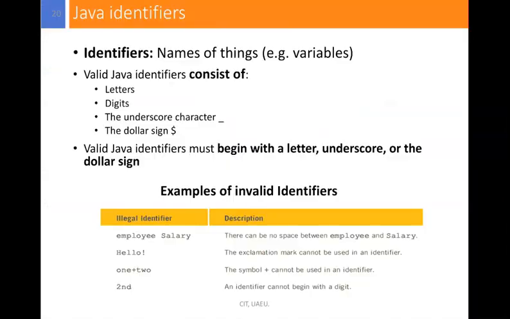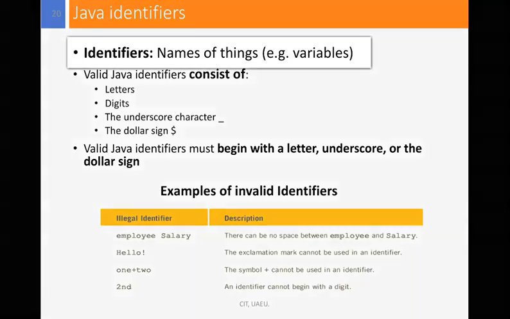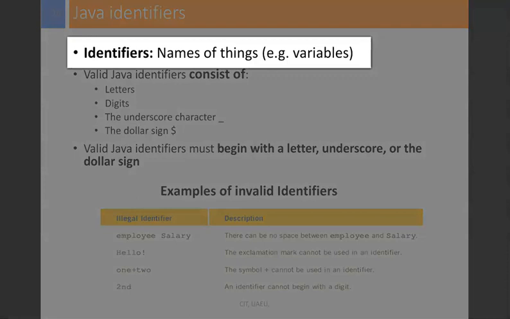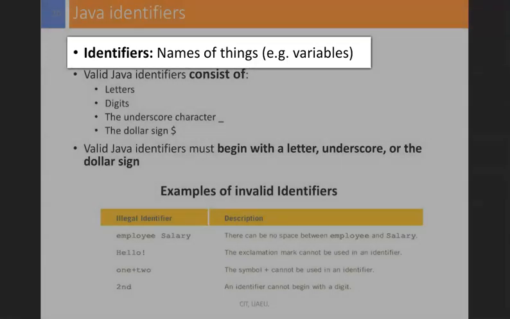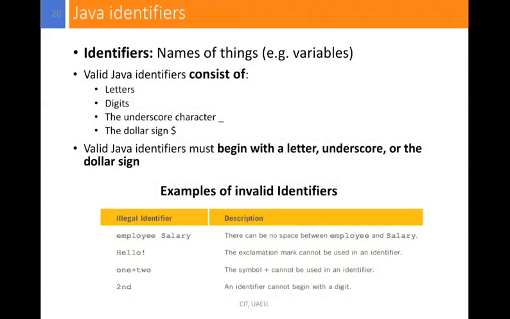So far in my programs, I've been using simple names for my variables like x, y, z, and so on. Variable names are examples of Java identifiers. So the identifiers are names of things. For example, names of variables, names of constants, the name of a class, or the name of a method. These are names that you choose for things that you create in your program.